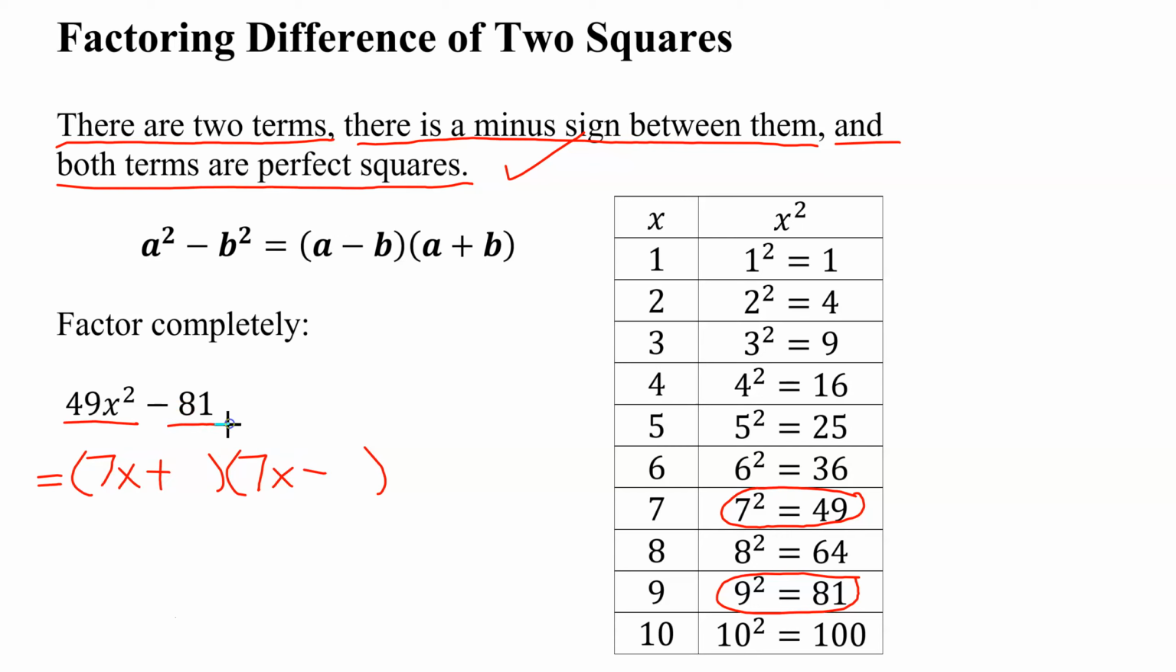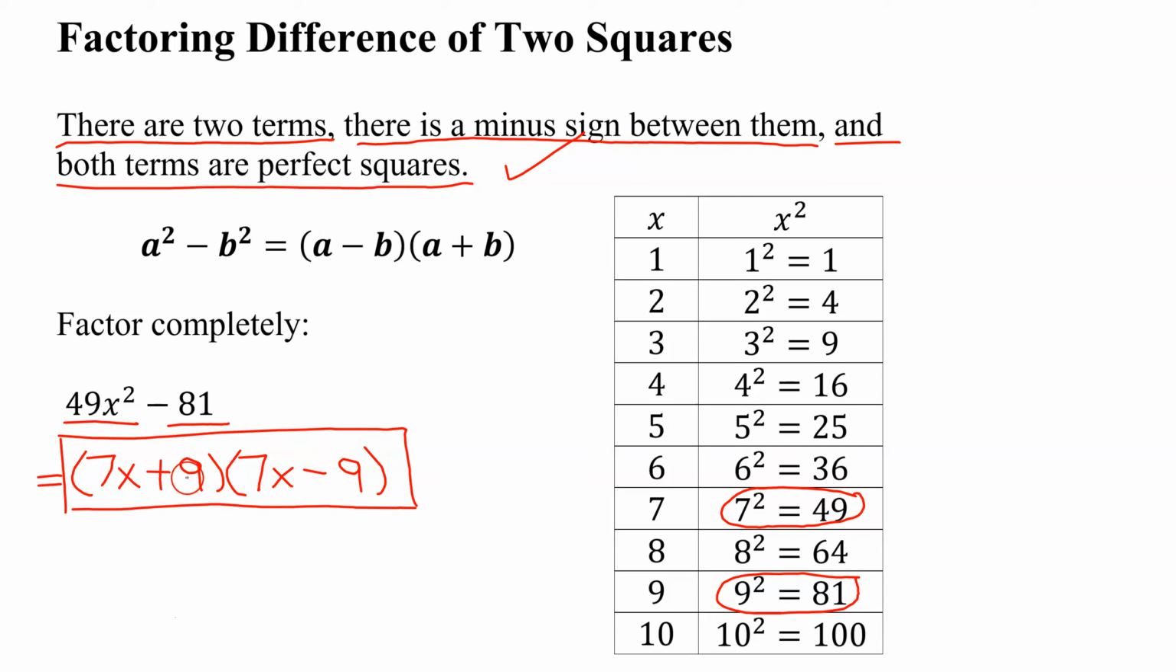And then the last term in each binomial is going to be the square root of 81. Well, the square root of 81 is 9. So I have now factored this difference of 2 squares. And the answer is the quantity 7x plus 9 times the quantity 7x minus 9. But it would have been equally correct if I'd written the 7x minus 9 first before the 7x plus 9. It makes no difference.